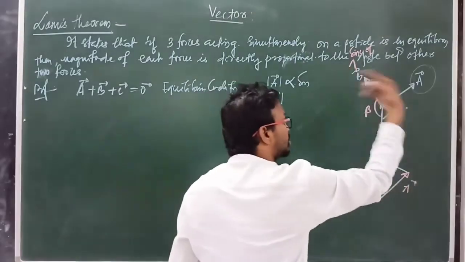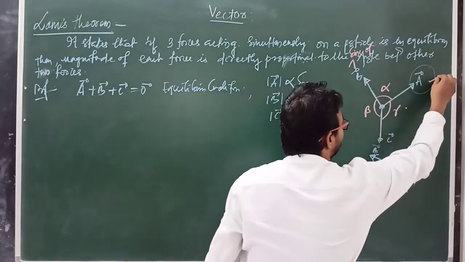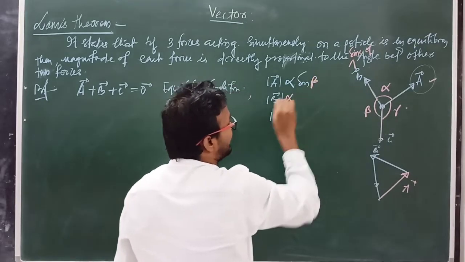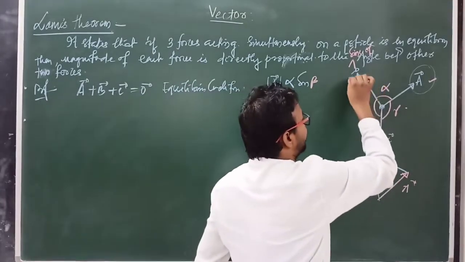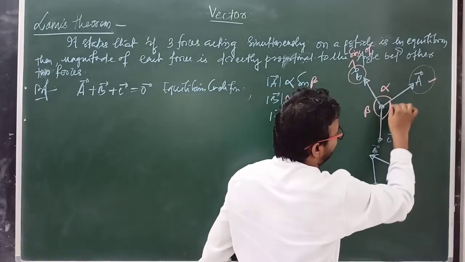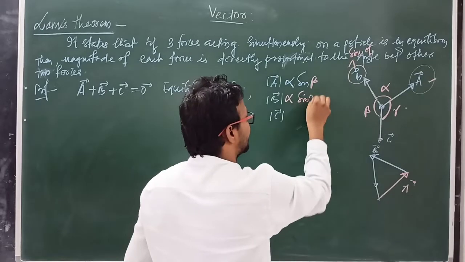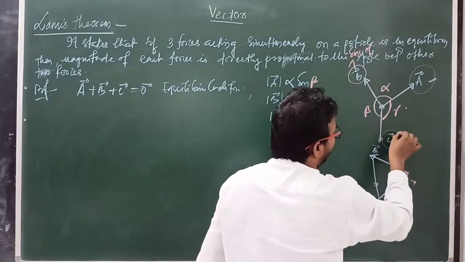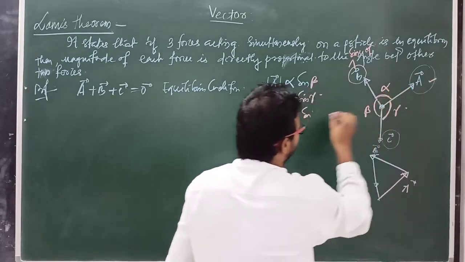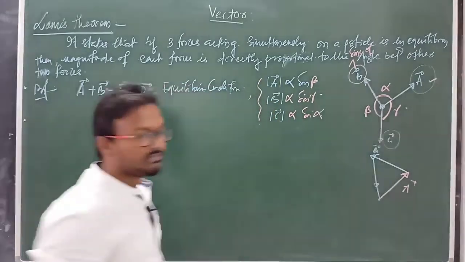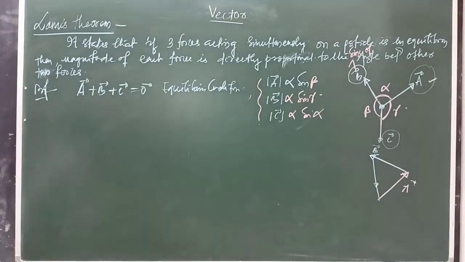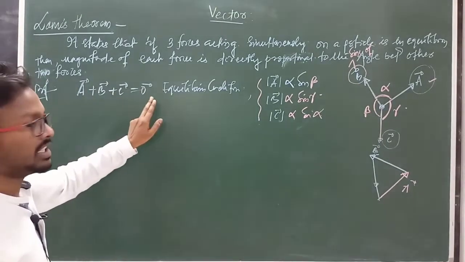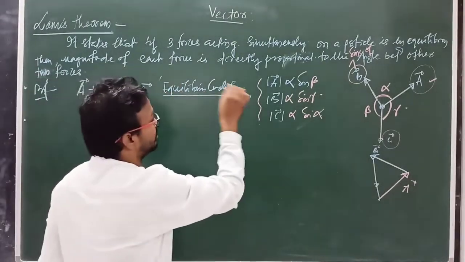Clear? The sine of the angle between the other two forces: leaving A aside, the vectors are B and C, and the angle between B and C is beta. Similarly, if we choose B vector, then the angle between A vector and C vector is gamma, so you can write sine gamma. And if we consider C vector, we choose the angle between A and B, which is alpha. This we will prove. This is known as Lami's theorem. But the condition is that A plus B plus C equals 0 vector, which is given, and this is the equilibrium condition.